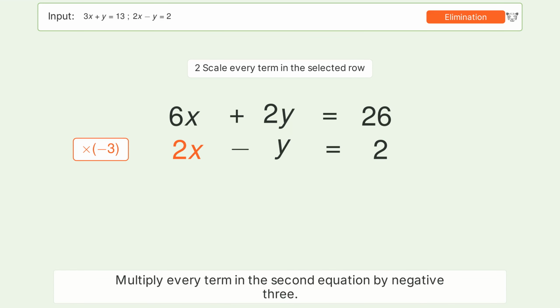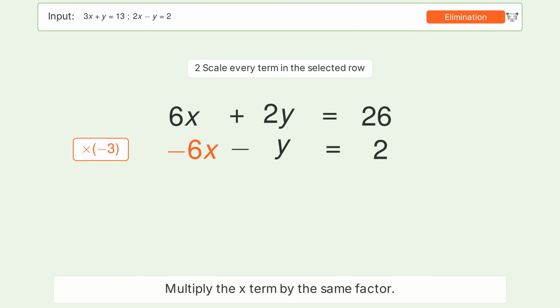Multiply every term in the second equation by negative 3. Multiply the x term by the same factor. Now multiply the y term by that factor. Finally, multiply the right side too.